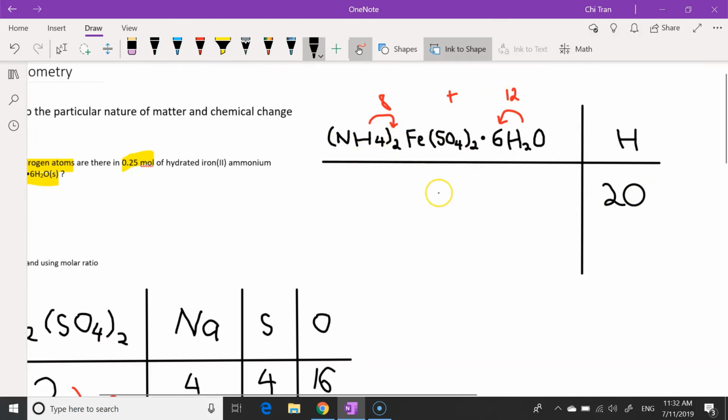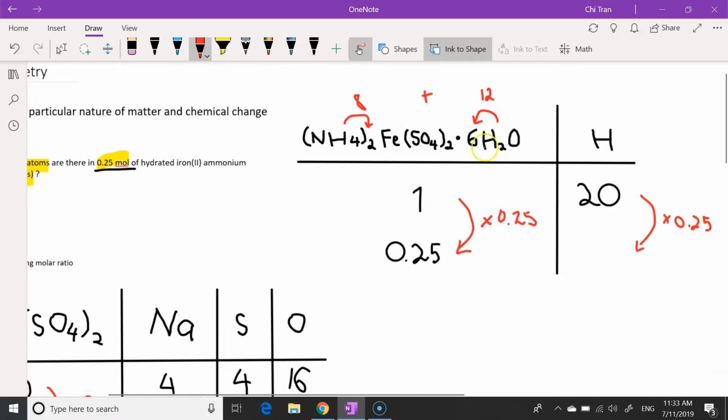And there's 1 mole of this compound as there's no coefficient, but we're looking for 0.25 mole as indicated in the question. From 1 to 0.25, we need to times by 0.25. And if we were to do the same for H, take 20 times by 0.25, we get 5 mole. And our answer would be 5 moles of hydrogen atoms.